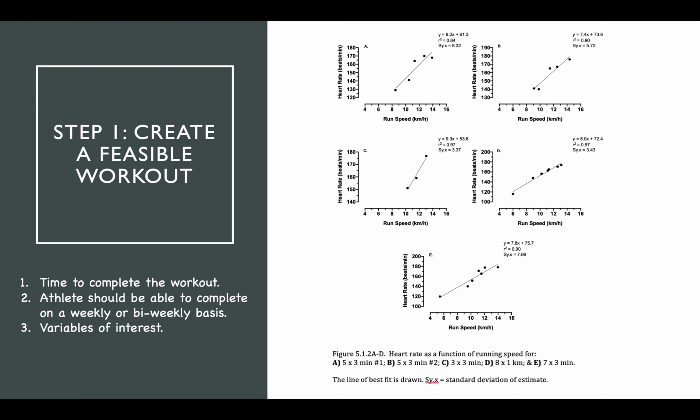And then in graph B, we repeated that 5 times 3 minutes on separate days to see how different the results were when we repeated it on a separate 5-day period. In graph C, we did 3 times 3-minute intervals of increasing effort level, and that was all in one day. And then in graph D, that workout was 8 times 1K of increasing effort level, and that was completed all in one session. And then in the last graph, in graph E, we did 7 times 3 minutes of increasing effort level.